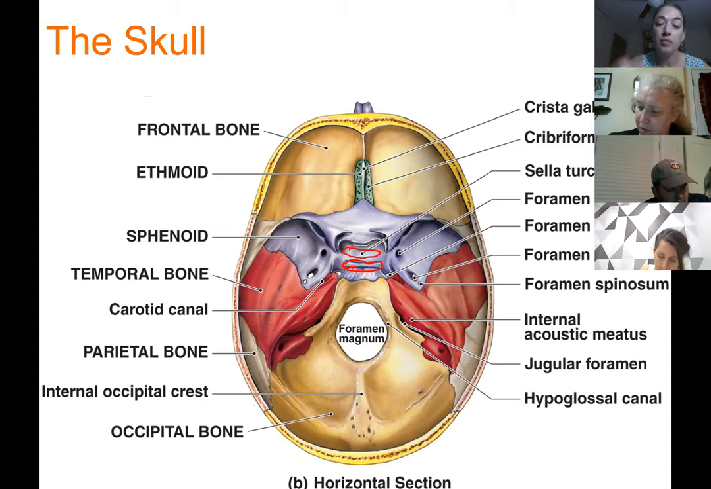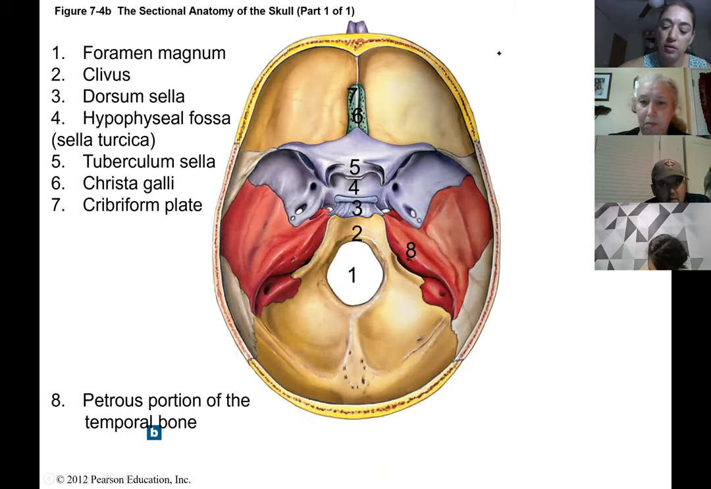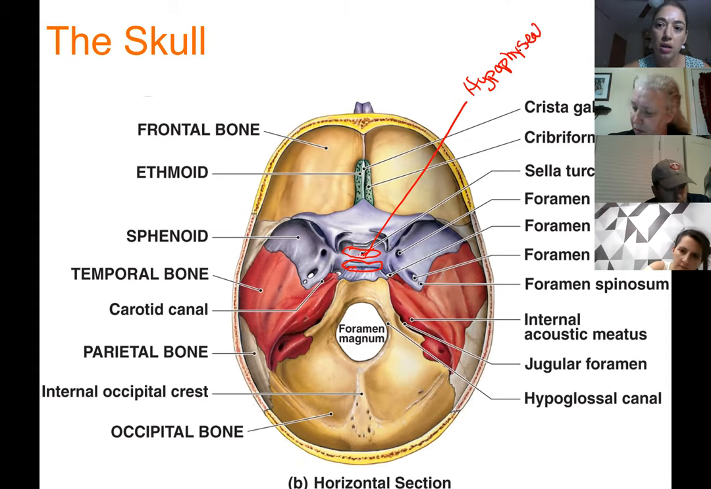Where was that again? This spot right here. What was the name? I can't say it, so I'll spell it out for you. Sometimes when I write it, it switches to the next page. Hypophyseal fossa. So that's kind of where you'd be sitting in the saddle. And then you have the tuberculum sellae, which is the anterior portion right here.